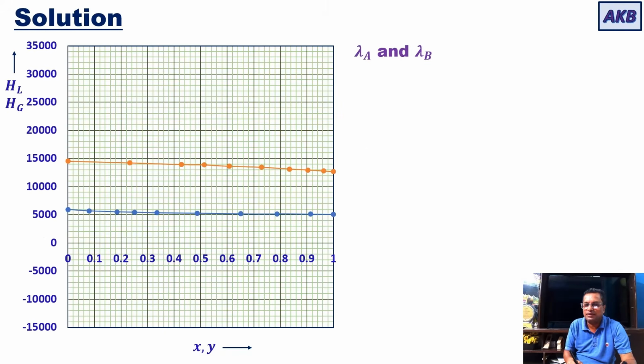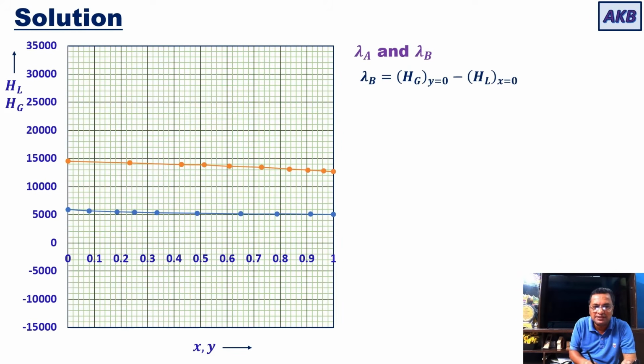Let us find out lambda B. Lambda B is this distance. That is enthalpy at this point minus enthalpy at this point. What is enthalpy at this point? It is Hg at y equal to 0. And what is enthalpy at this point? HL at x equal to 0.